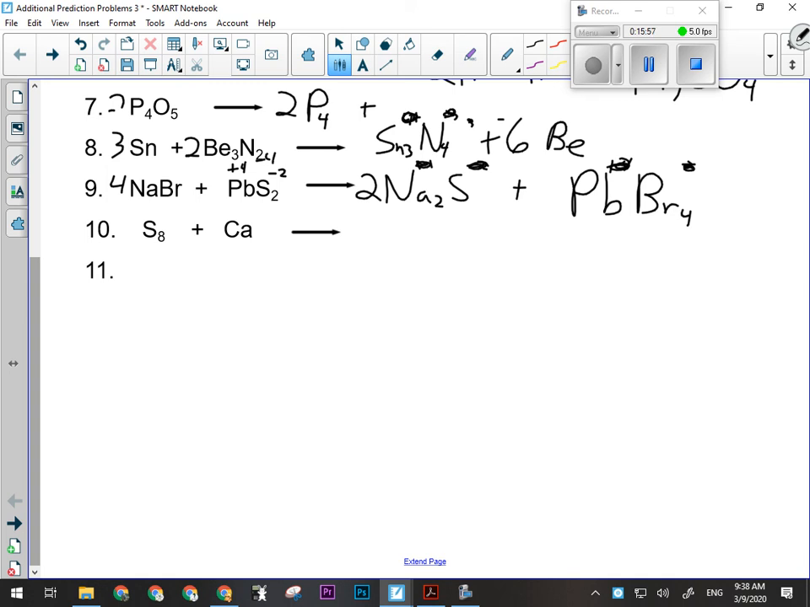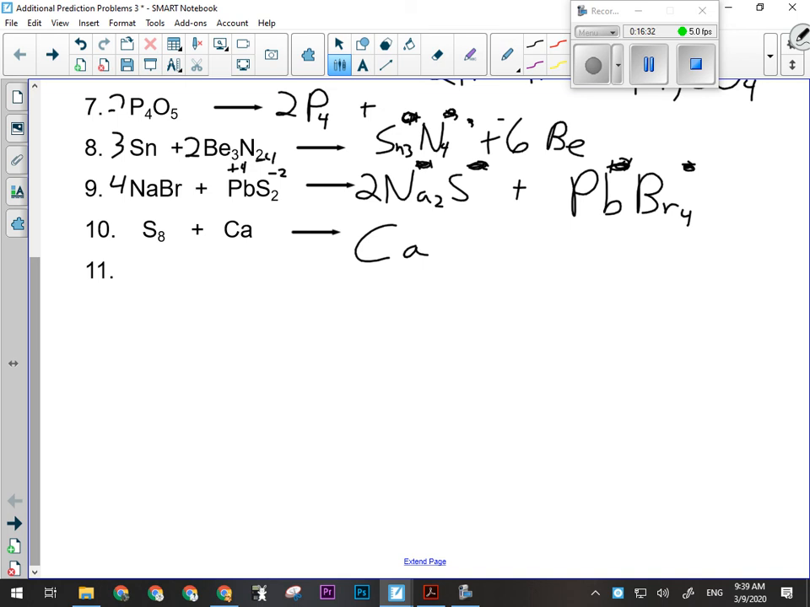Okay, questions on number 9? All right. So for question number 10 then, I've got sulfur reacting with calcium, both elements. Okay, so this is what kind of a reaction? It's a synthesis reaction. What kind of compound am I going to make? Ionic or molecular? I'm going to make an ionic compound, which means I have to write the calcium first. Metal first, non-metal second.